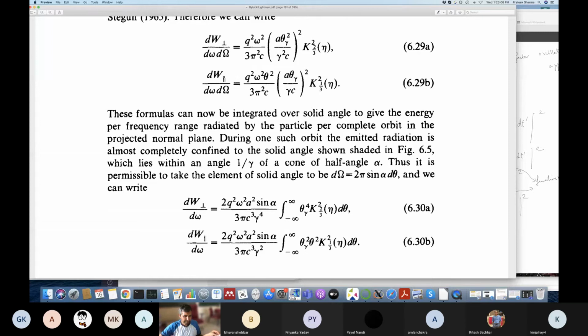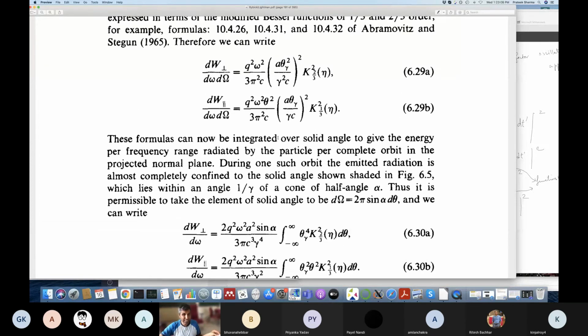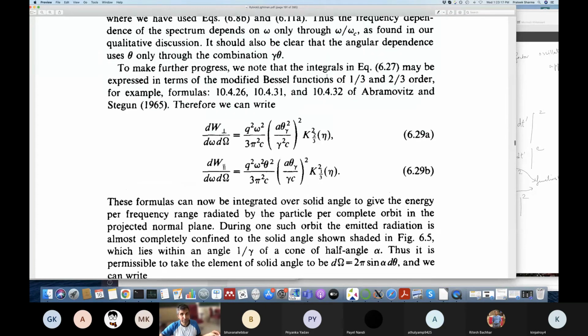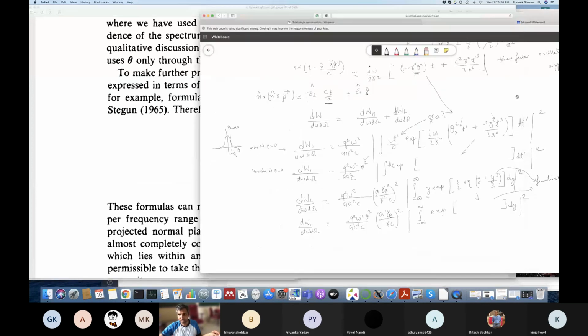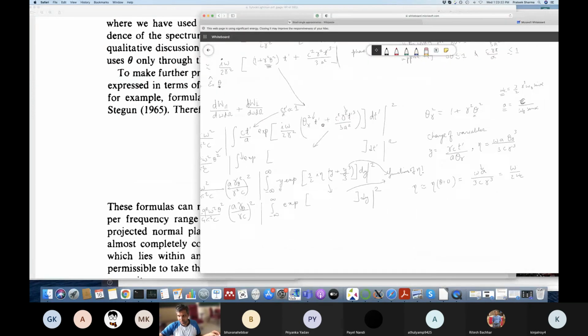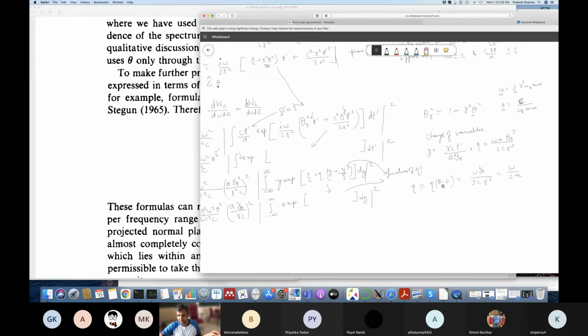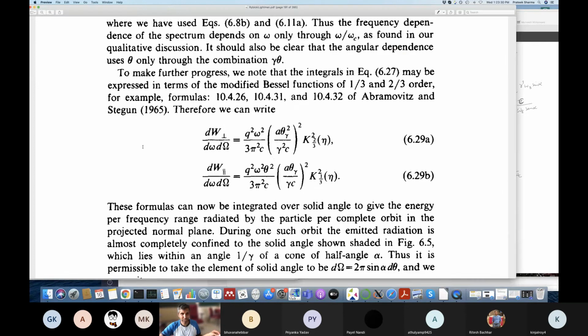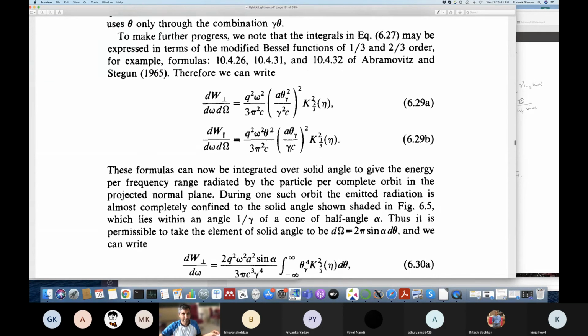Now, this is for a particular angle. I told you that this eta, close to theta equal to 0, is a function of just omega by omega c. So this is only a function of omega by omega c, and then there are these prefactors. Now this is as a function of frequency and the solid angle.